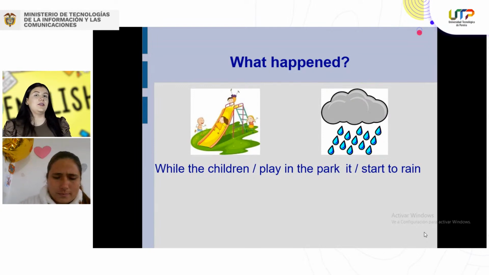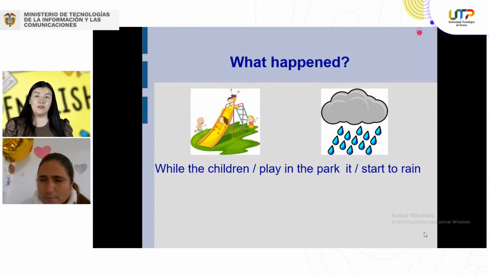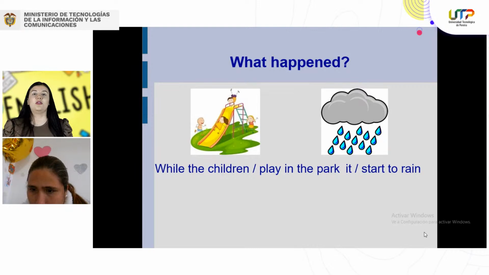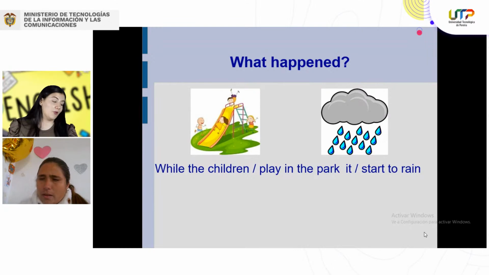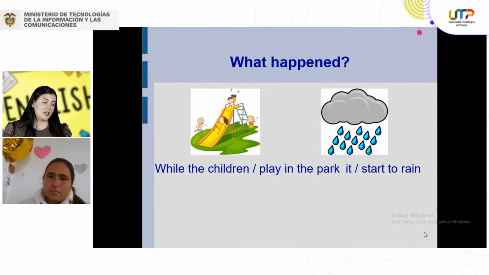I know that you guys think the same as me, and rain is very unpredictable, yeah? We don't know when, we don't know what time it's going to rain, but it is always an interruption to the other activities. So what do you think is the correct complete sentence in this case? The children play in the park, and the other event is it start to rain. Can you think about a sentence? Do you have it now?